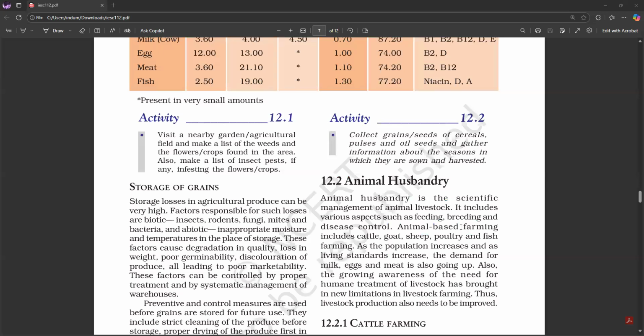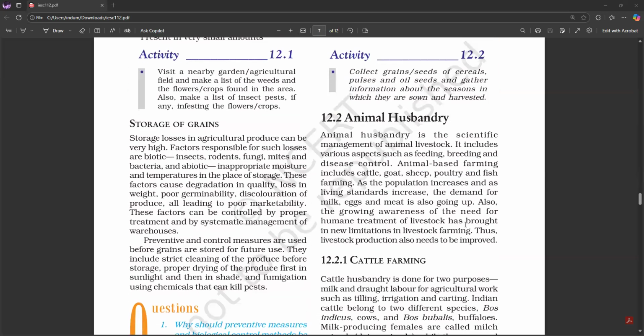Activity 12.1. Visit a nearby garden or agricultural field and make a list of the weeds and the flowers or crops found in the area. Also make a list of insect pests, if any, infesting the crops or flowers.